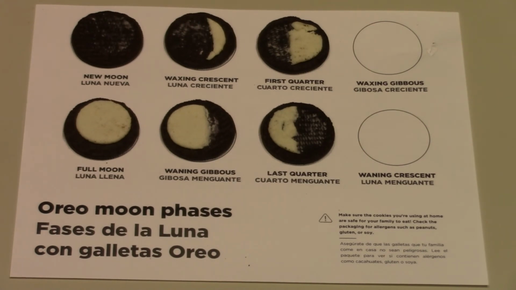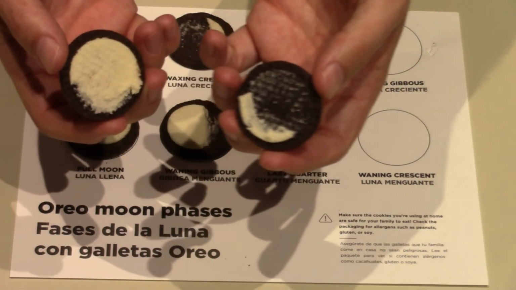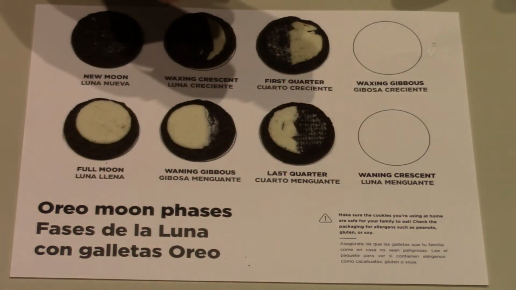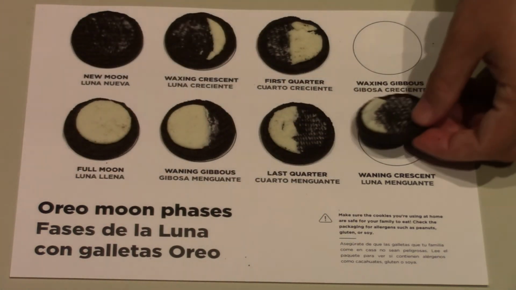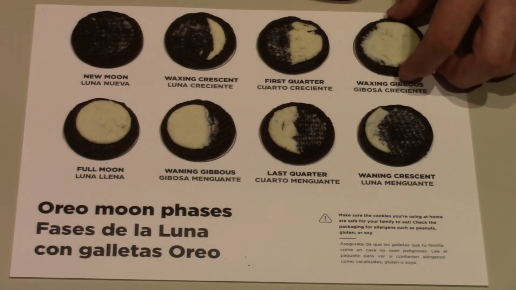So the last thing we have to do is our waxing gibbous and waning crescent. Oh wow, look at that. As I separated it, it did it all by itself, didn't it? So we've got a crescent here, and we've got a gibbous here.